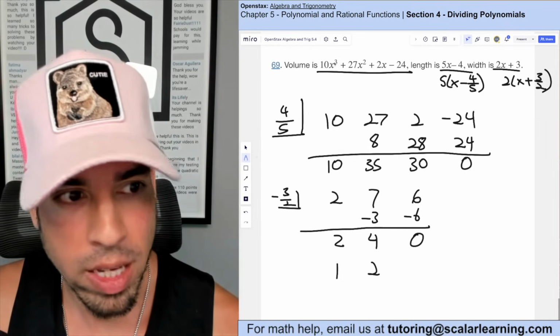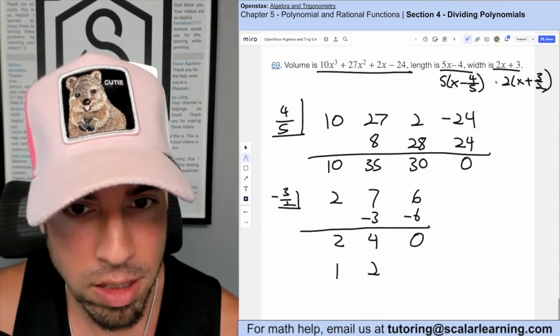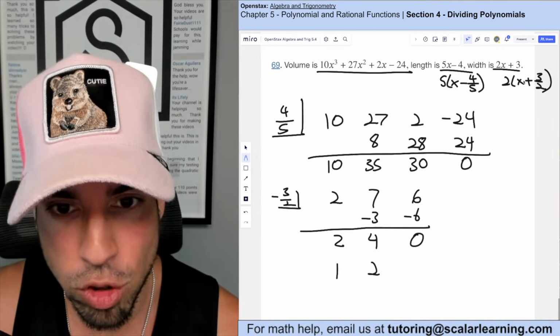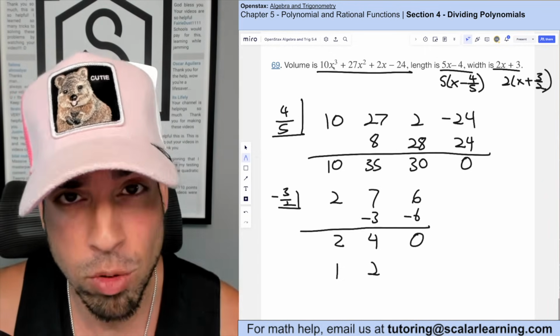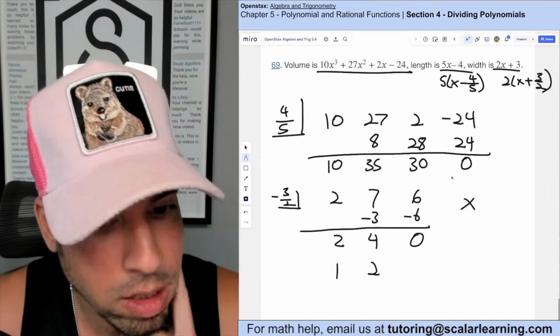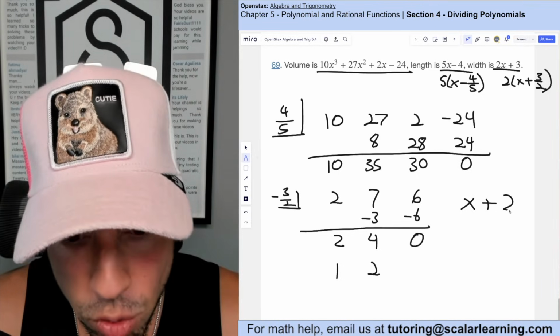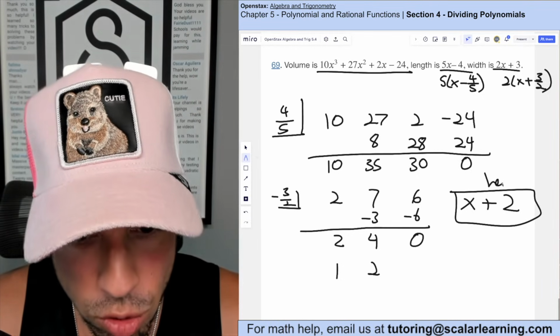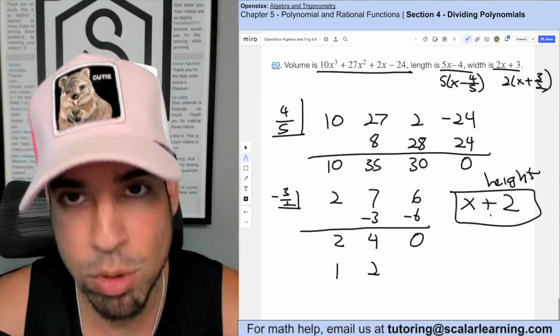So since we started with x cubed, but now we divided by x values twice, right? We're dropping the degree not once but twice. So that means our final answer is 1x plus the constant of 2, meaning x plus 2 is the representation of height. Boom, done.